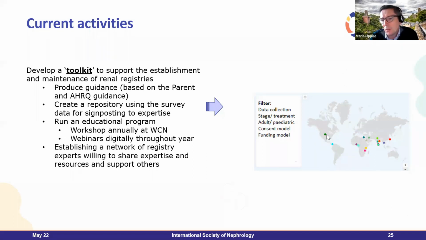So if you type that you want paper CRFs and you want hemodialysis in adults, taking consent, you can use those filters, and it will show you the registries around the world that are collecting data in that way. You can click on them, and a little table pops up with some of their key characteristics and a link to the person at that registry that's happy to be contacted for advice. And Maria can talk to you more about that if you're interested.